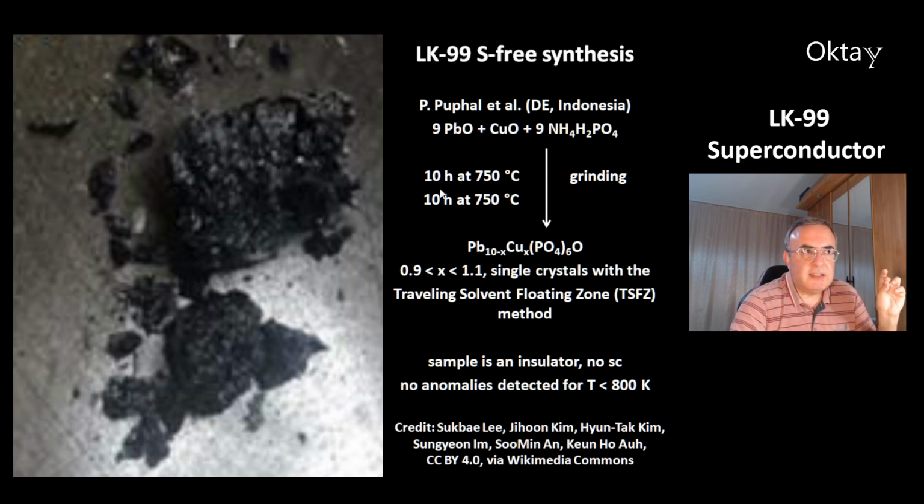This mixture is heated at 750 degrees Celsius for 10 hours. Then it's ground and heated again for another 10 hours. The product is LK-99. This group made single crystals with the traveling solvent floating zone TSFZ method. This sample was an insulator. There were no superconductivity found, and they could not detect any anomalies for temperatures up to 800 Kelvin.